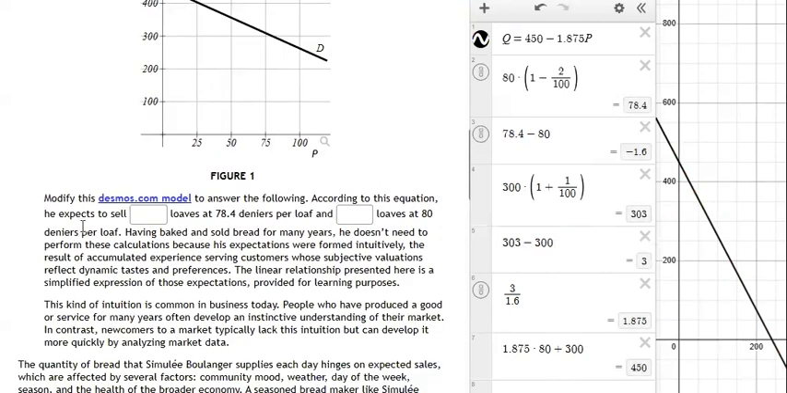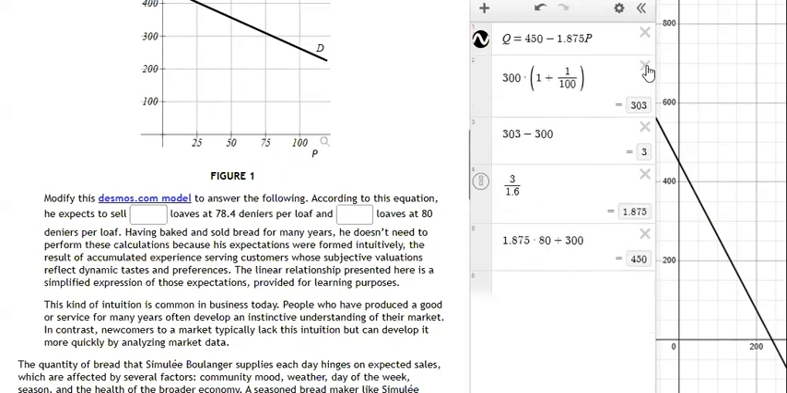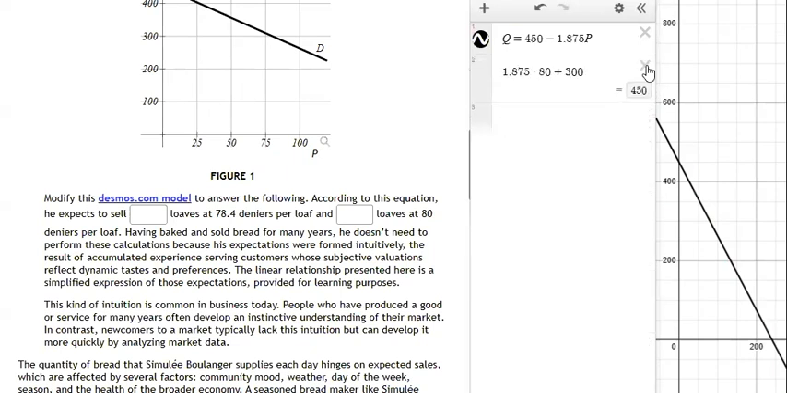According to this equation, he expects to sell blank loaves at 78.4 deniers. So I'm going to go ahead and clean this up. I'm going to get rid of all this work. I'm going to type in 78.4 deniers per loaf. So I'm going to type in the price.